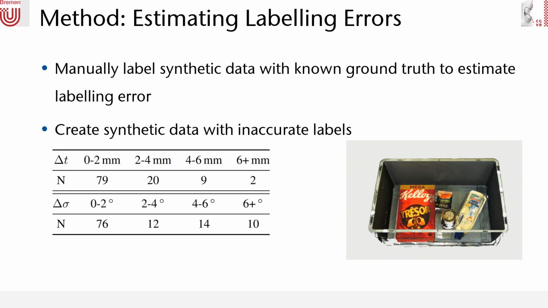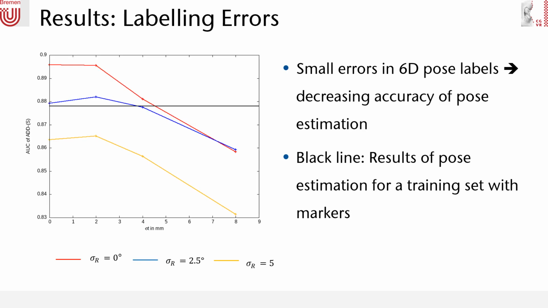We then created synthetic data with inaccurate labels to use as training data for a pose estimator. Here you can see the results for a pose estimator trained on imperfect data. Without going into too much detail, high precision data is superior to imperfect manually labeled data. For more information, please take a look at our paper.